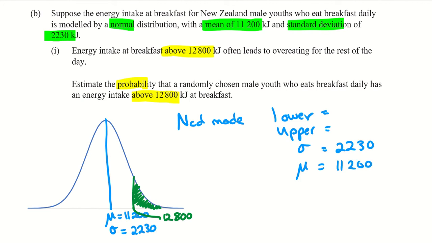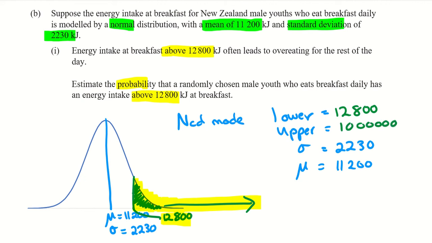Now I want you to think about the area that I've shaded in here, think about that axis. The 12,800 is the first number in it, so that is my lower, 12,800, and that axis goes on for a long way. So I'm just going to pick a lovely big number, something that would be really an outlier, and I'm just going to put lots of zeros down. So it just needs to be a very big number.